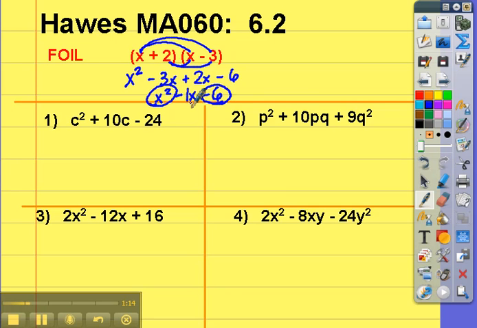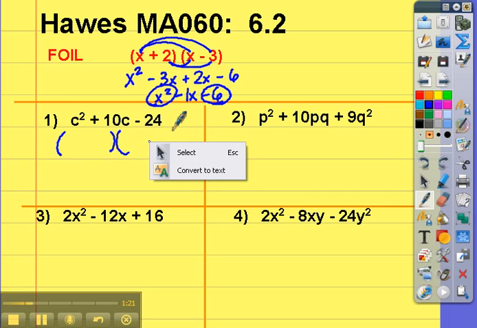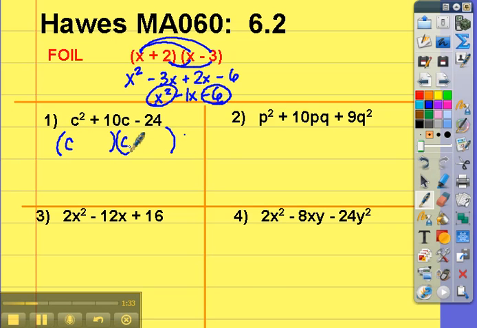We have c squared plus 10c minus 24. I'm just going to immediately set up my two binomials. And remember that when you multiply the first, it's going to get you your first term, so I'm going to have a c and a c. And when I multiply the last, I'm going to get a 24. The thing is, there's lots of options of things that multiply to 24. I could do 24 and 1, 12 and 2, 6 and 4, or 3 and 8. I have a lot of options here. The trick is to pick the right ones.